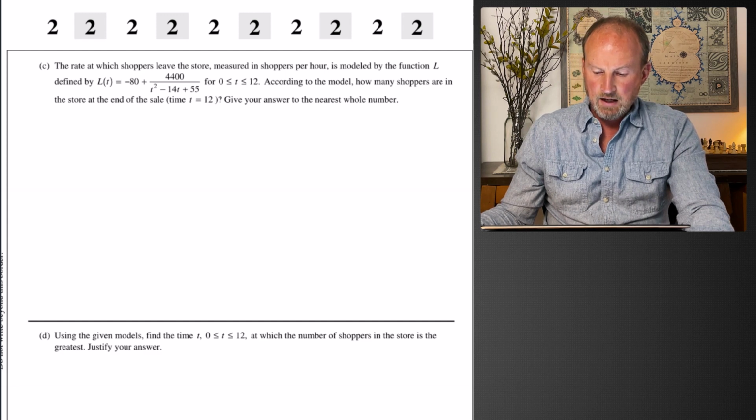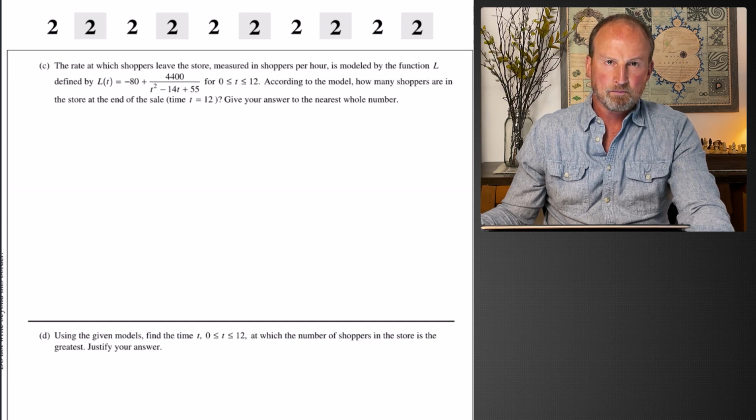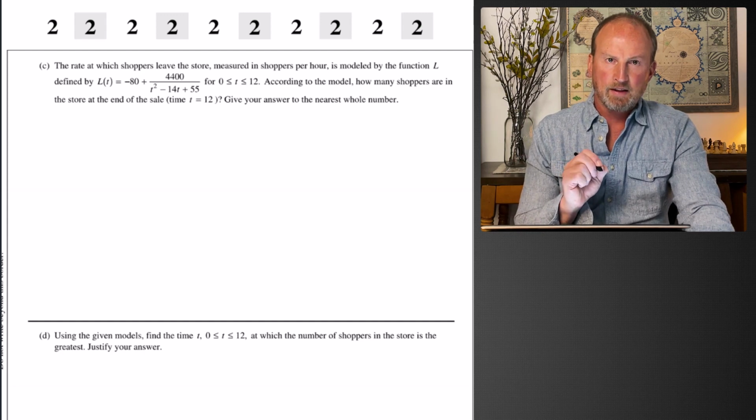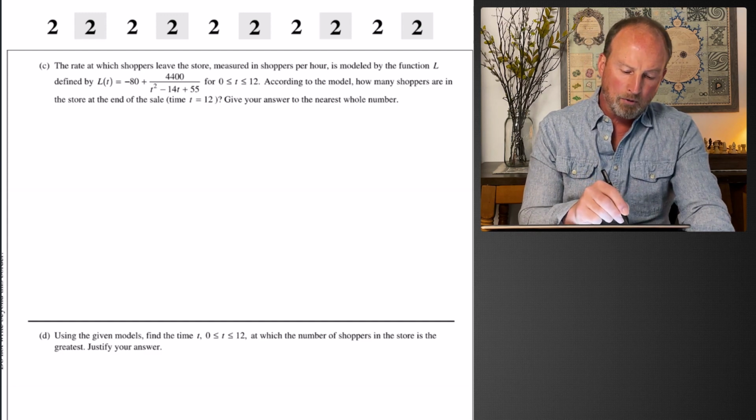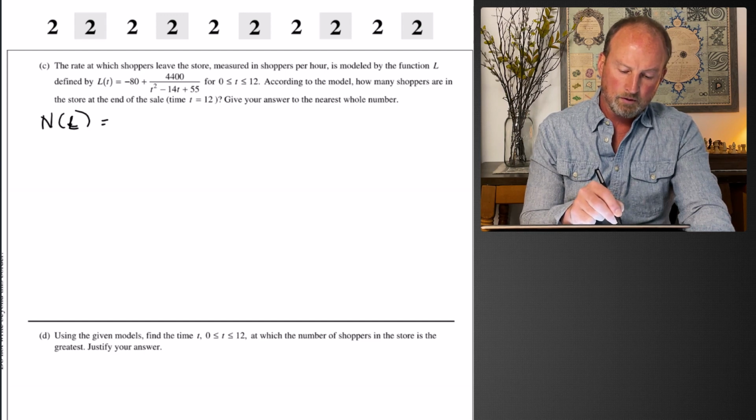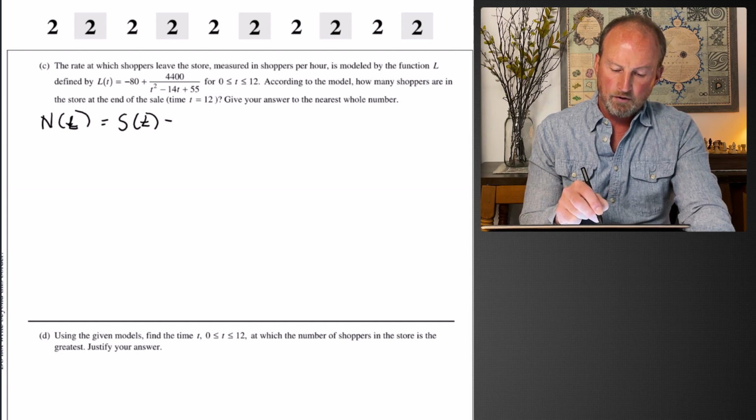According to your model, how many shoppers are in the store at the time of the sale ending? Okay, we got to be really careful here. S represents the number of shoppers in the store at a given point in time. L represents the rate at which shoppers leave the store at any point in time. So the number of shoppers in the store is equal to the number of shoppers that enter the store minus the number of shoppers that leave the store.